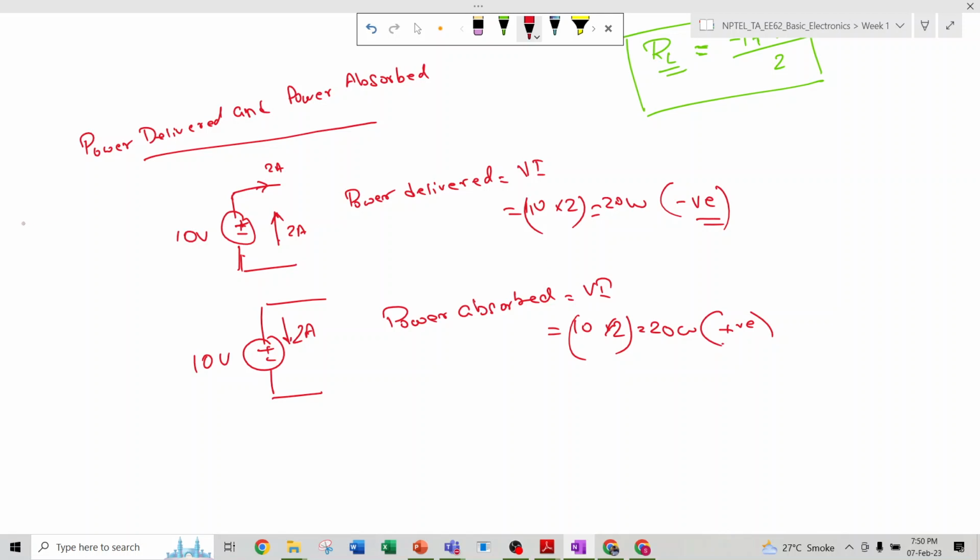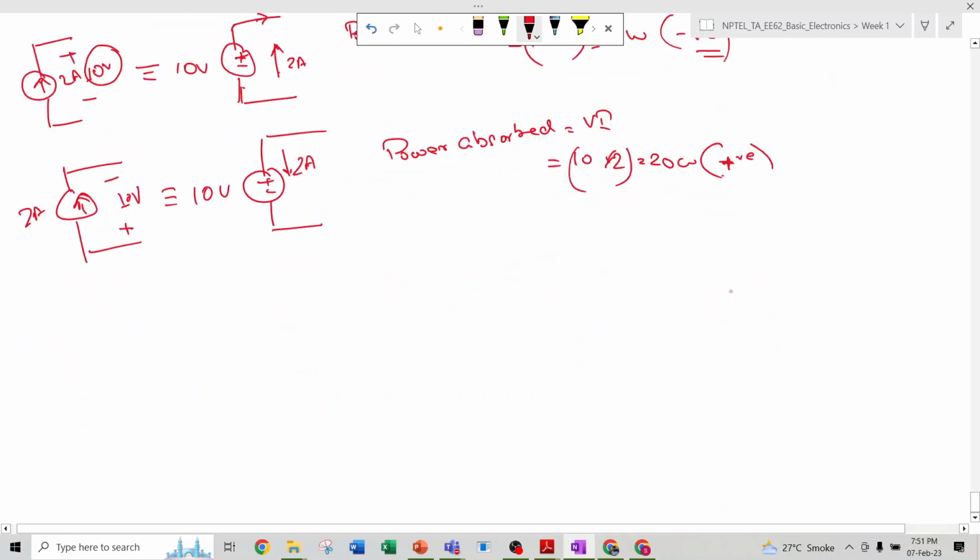Similarly, for a current source, suppose we have a current source in this direction, 2 ampere, and across the current source this 10 volt appears. Then the power delivered will be 2 ampere into 10, that is 20 watt, and that will be negative because it is delivering the power. Similarly, if the voltage across the current source comes out the other way, then it is power absorbed, and we can represent this as positive.